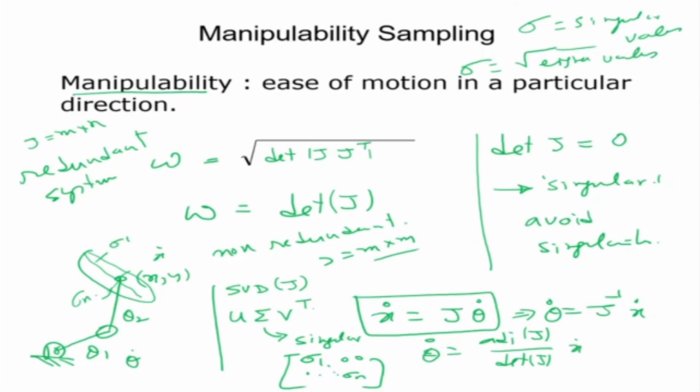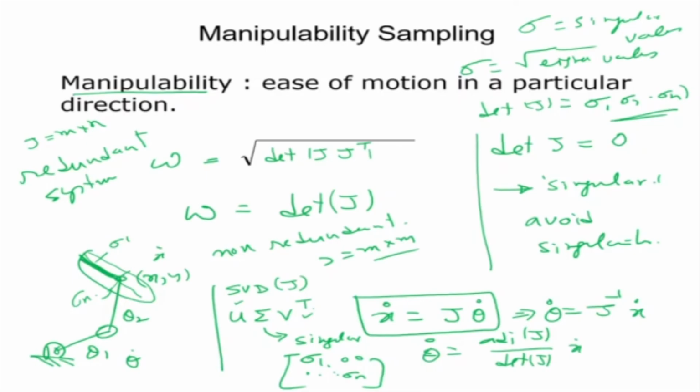The determinant of J is equal to the product of singular values, sigma 1 into sigma 2 into sigma n. And what does it indicate? It gives the ellipse, and the direction of the axes is given by U and V transpose, which indicates in which direction it can move easily. In this direction it can move easily because sigma 1 is much larger than sigma 2.